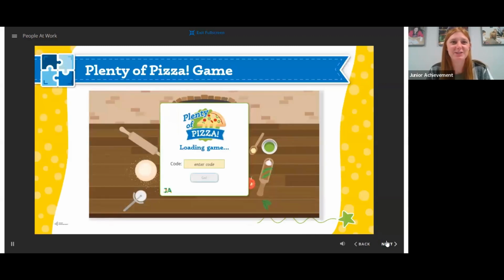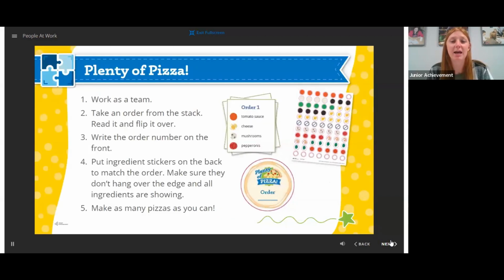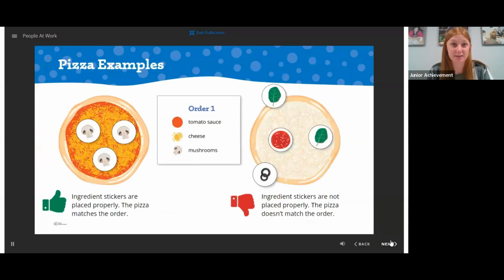Then we are headed into the Plenty of Pizza game activity. So this video is a little shorter. I am going to record another video with the digital version and then another video with the no tech version of how to play this game. If you are playing the no tech version, you can skip this slide, and this slide, as the instructions are not correct.